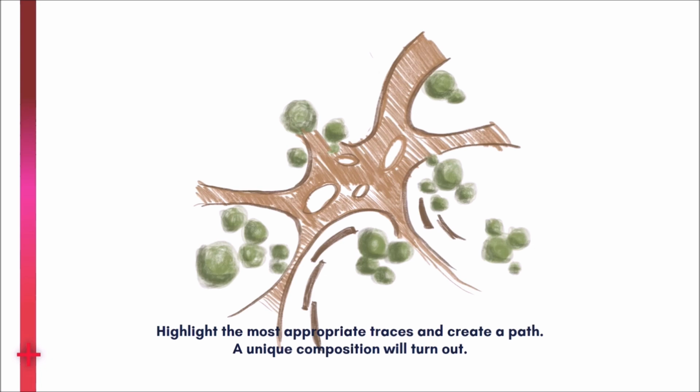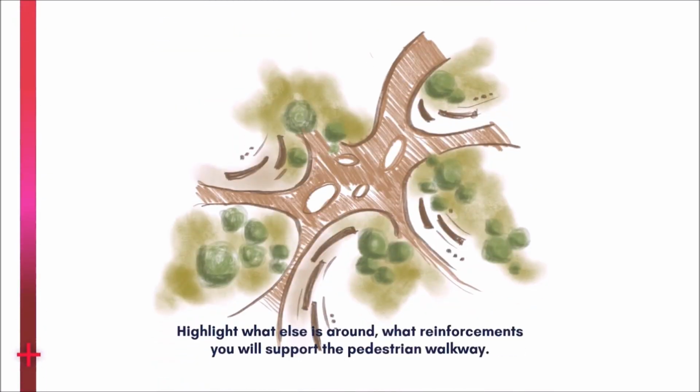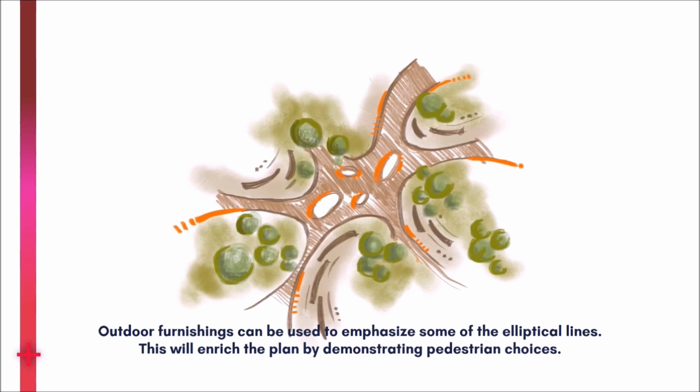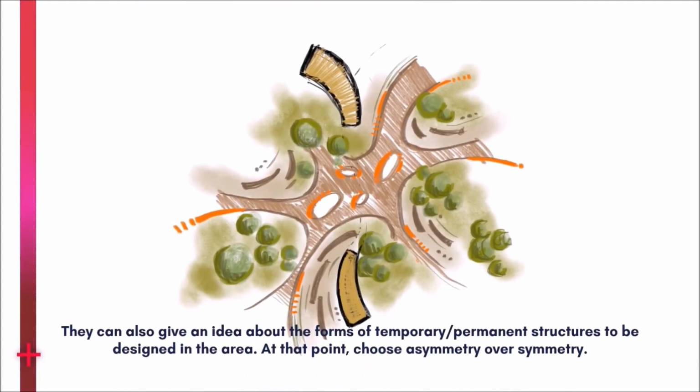A unique composition will turn out. Highlight what else is around, what reinforcements you will support the pedestrian walkway. Outdoor furnishings can be used to emphasize some of the elliptical lines. This will enrich the plan by demonstrating pedestrian choices. They can also give an idea about the forms of temporary or permanent structures to be designed in the area.